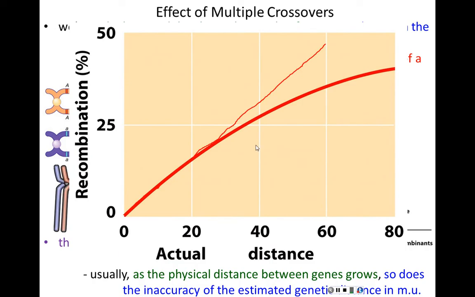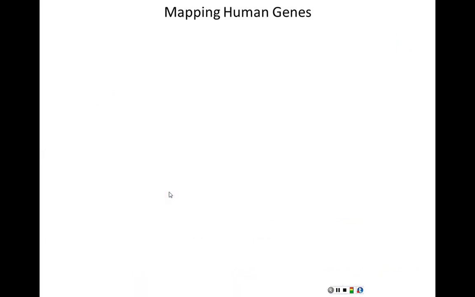And the correlation between the recombination frequency that's measured and the true actual distance between the genes diverges, because this number is no longer accurate, and this number is the true measure. So we have to be mindful of that. It's not a perfect system.